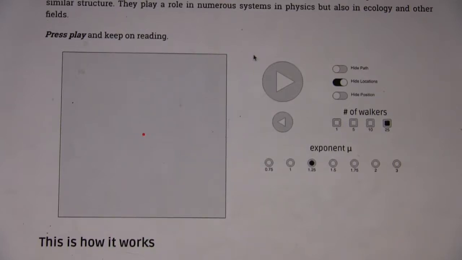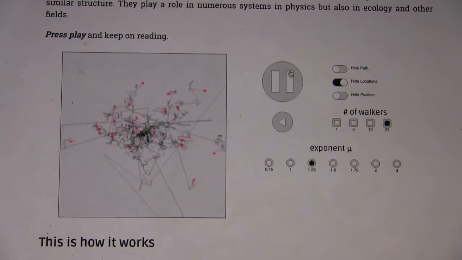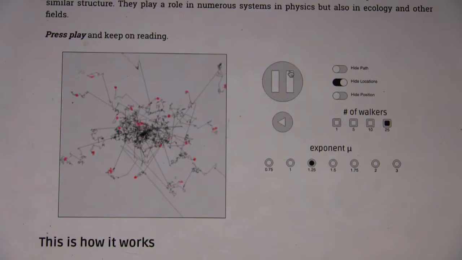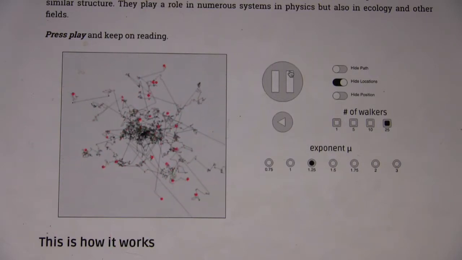Okay, so here, it's set up to have 25 dots. 25, yeah, dots moving around. Why don't you let this run and then tell me what you see? Well, there's a lot of dots just bouncing around.